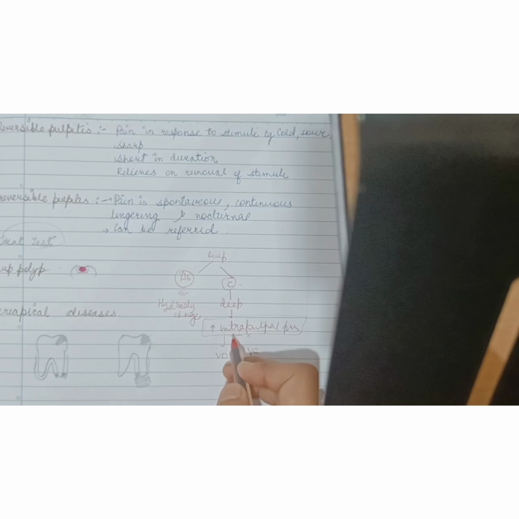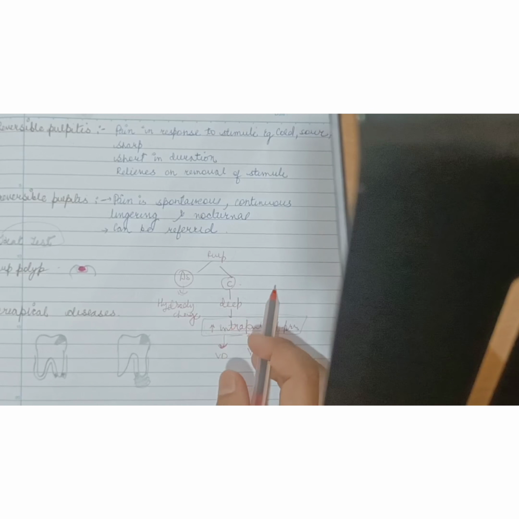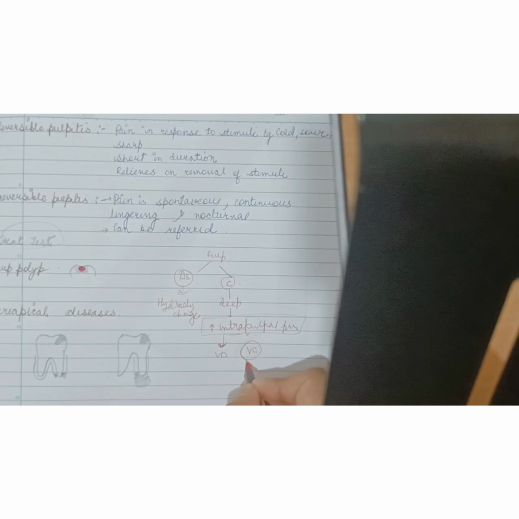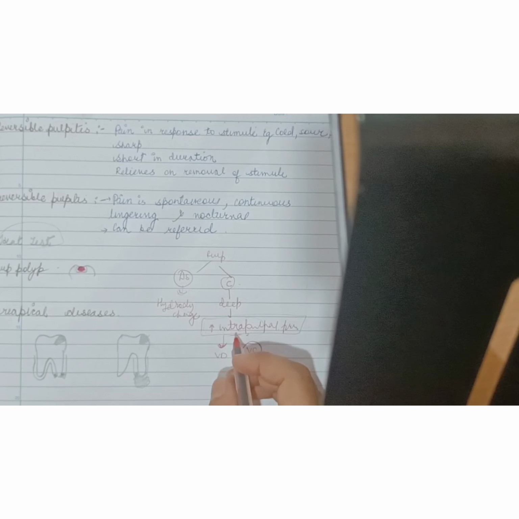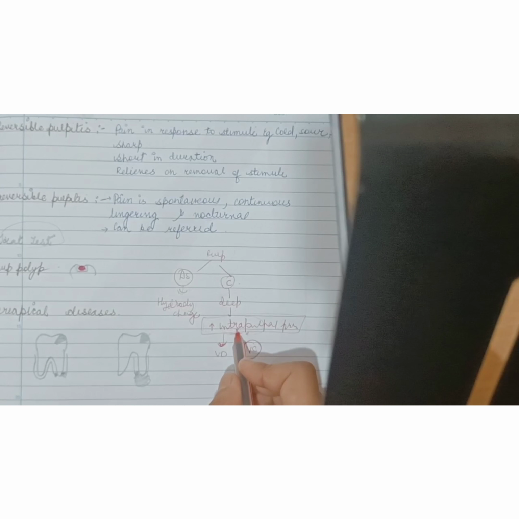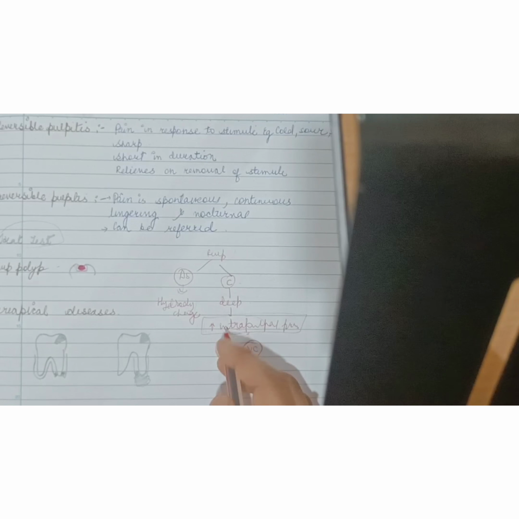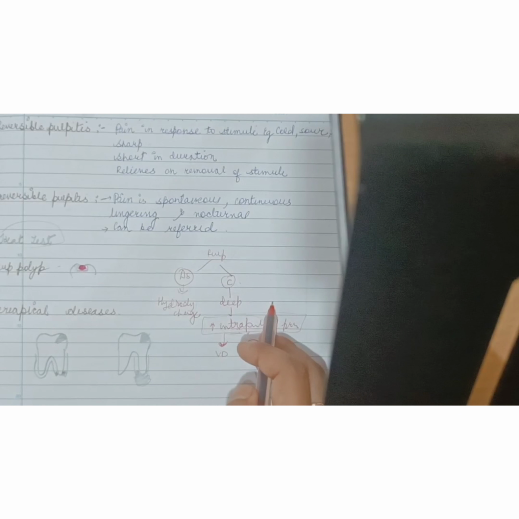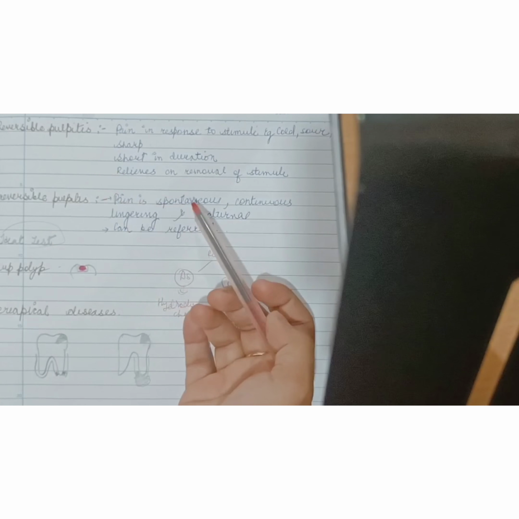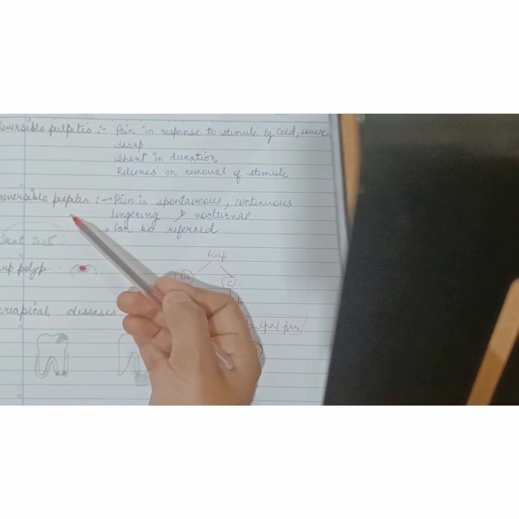So intrapulpal pressure can be increased because of vasodilatation. We know because of cold there occurs vasoconstriction. So vasoconstriction will decrease the intrapulpal pressure, therefore the temporary relief from pain. Hence the cold test can be used to differentiate clinically between the reversible and irreversible.